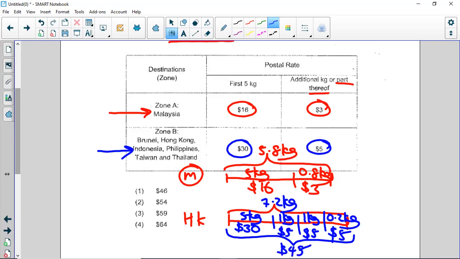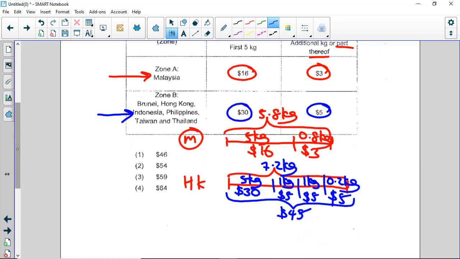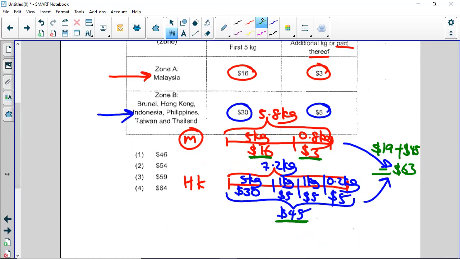Okay, then you just add everything together. All right, so how much is the Malaysia, and add together with the Hong Kong? So you look carefully, 16 plus 3, that'll be 19. Okay, $19 plus $45. Okay, and you will get 63. All right, $63. So he has to pay... let me see, $64, yeah, calculation error, $64. So the answer is number 4.